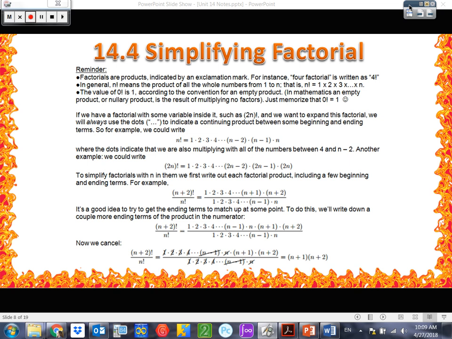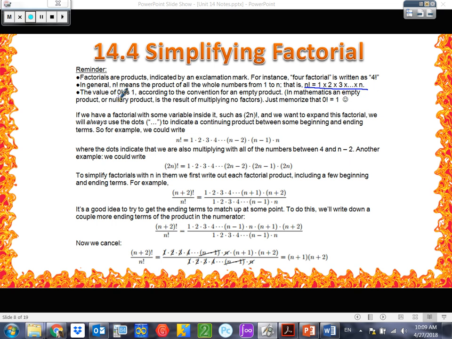I might be doing it a little differently than we did it last year, so I'll show you a couple of different ways that we could do this. So first of all, let's talk about what we're dealing with. Factorials are products, and it's just like a shortened form of writing a particular product. So n factorial, we know, means this.